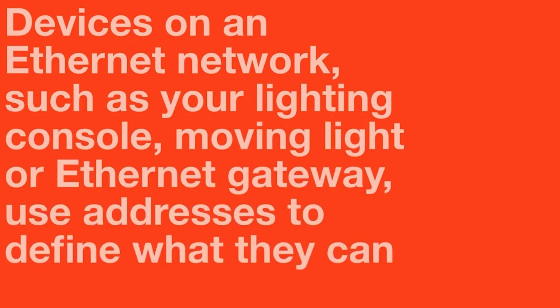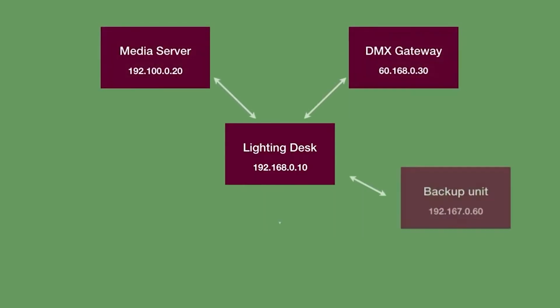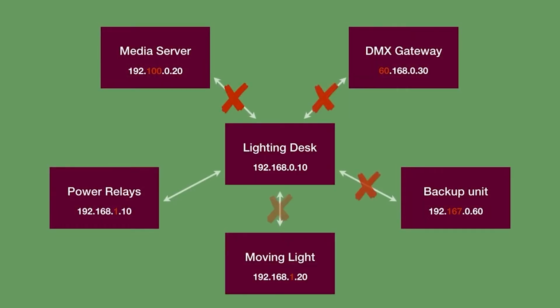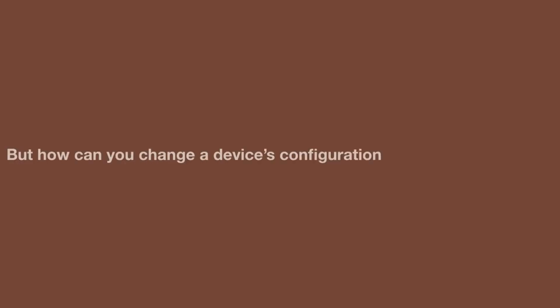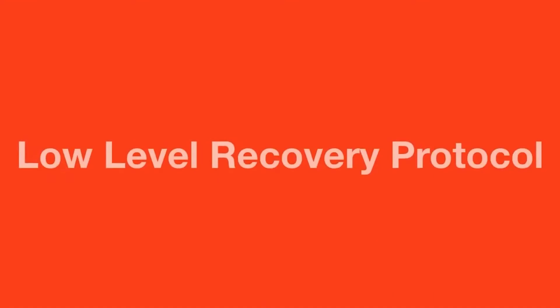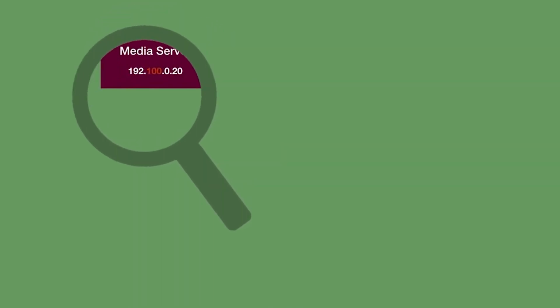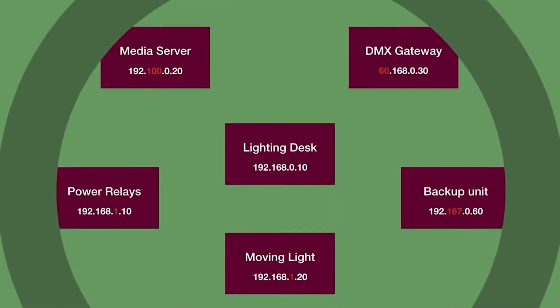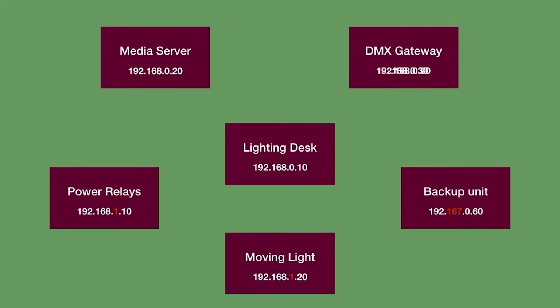Ever wondered what LLRP stood for? We thought not, but we'll tell you anyway. Devices on an Ethernet network, such as your lighting console, moving light, or Ethernet gateway, use addresses to define what they can and can't talk to. If these addresses are configured incorrectly, devices will have difficulty communicating. But how can you change the configuration of a device that you can't talk to? We often just end up looking for the reset button. Introducing LLRP, or Low-Level Recovery Protocol. It's a simple protocol which allows your lighting console to find all the devices on your network, even when they'd normally be considered unreachable. Now they've been found, you can configure their network addresses from your console and talk to them properly. It may not be that interesting, but it is useful.